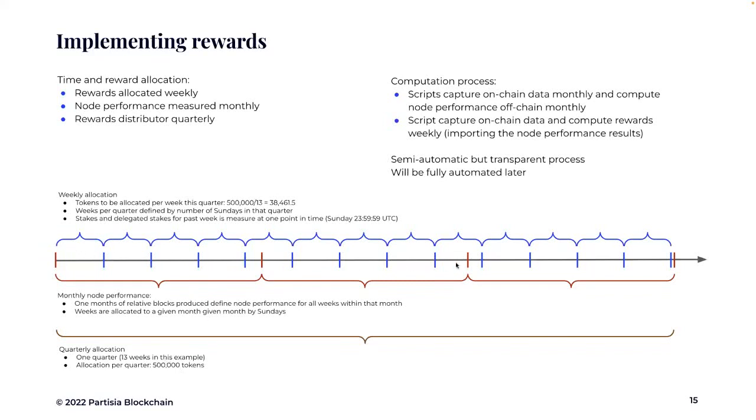So you look at what you use to define whether a week belongs to a quarter: it is the Sunday, whether that Sunday belongs to that quarter, and then it counts as a week. So that gives us 13 weeks, and in this case we have 38,000 tokens per week, and those are the tokens that are delegated according to the scheme that we just went through. And the node performance was computed monthly.